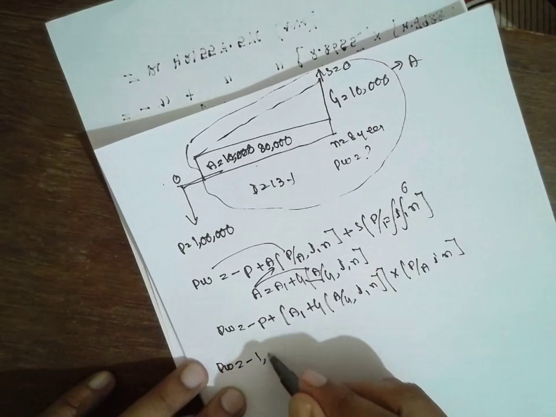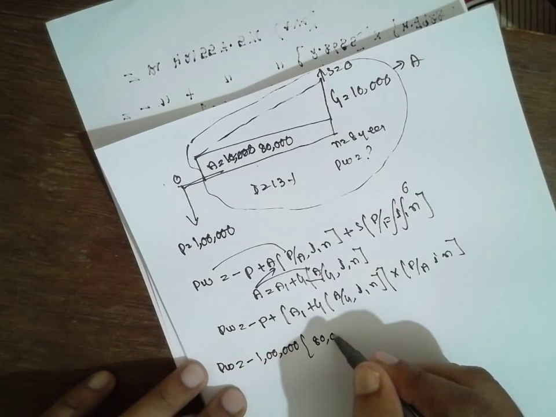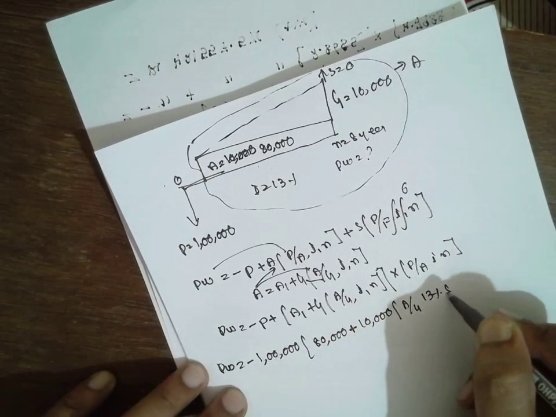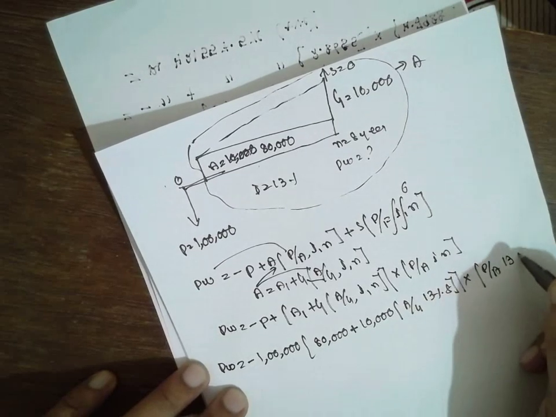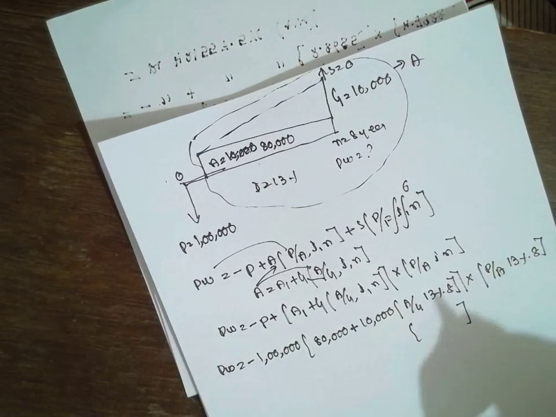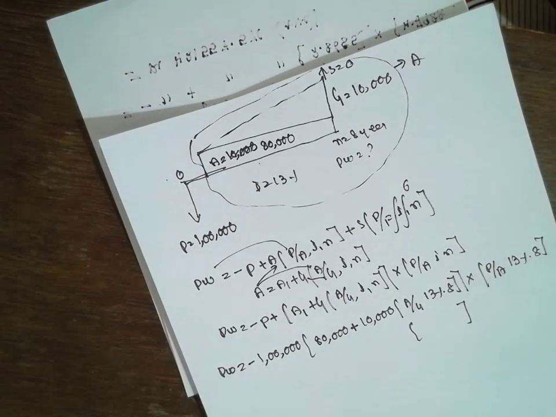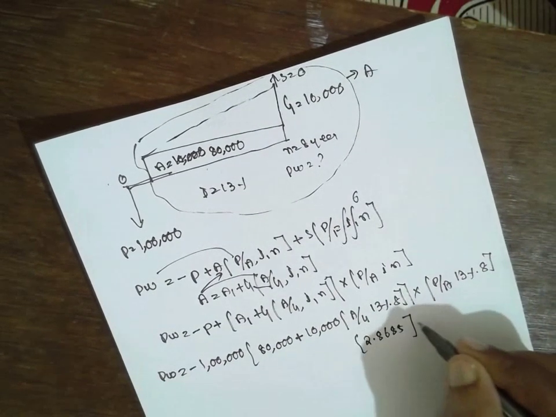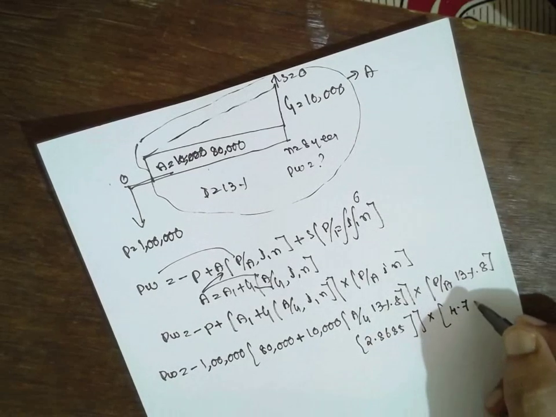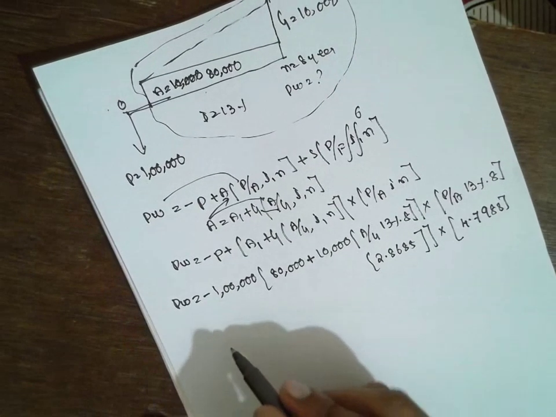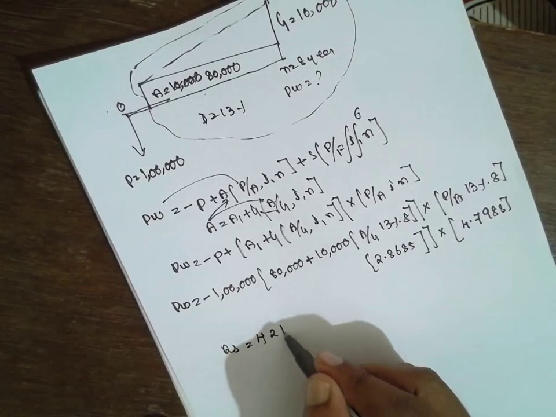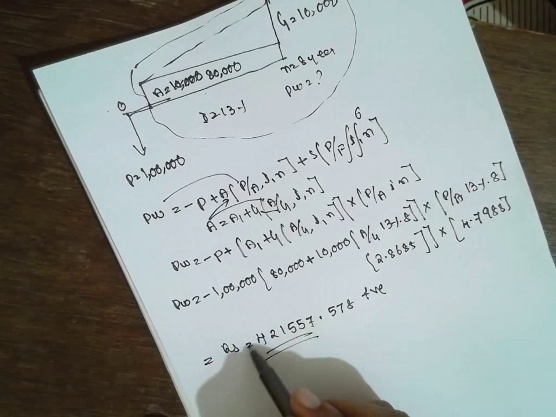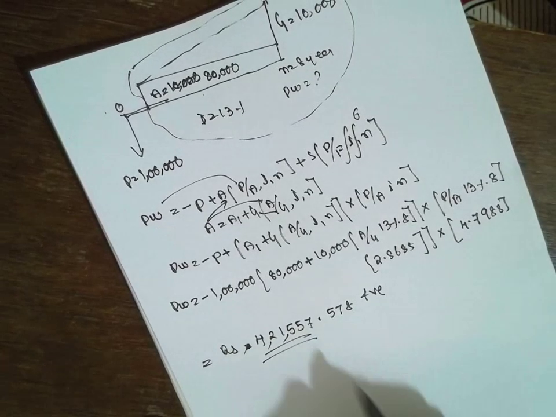PW is nothing but minus 1 lakh, A1 is nothing but 80,000 plus G is nothing but 10,000, A by G 13% 8 into P by A 13% 8. This is the gradient problem. If you go for the discrete compound table, the value is 2.8685 into 4.7988. The answer will be 4215557.578 positive. It's a cost based system. This is the gradient problem.